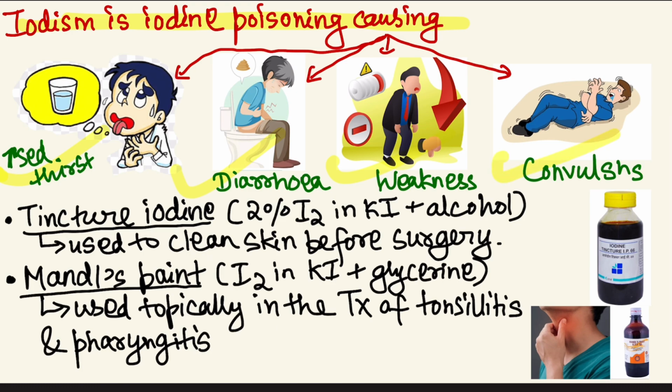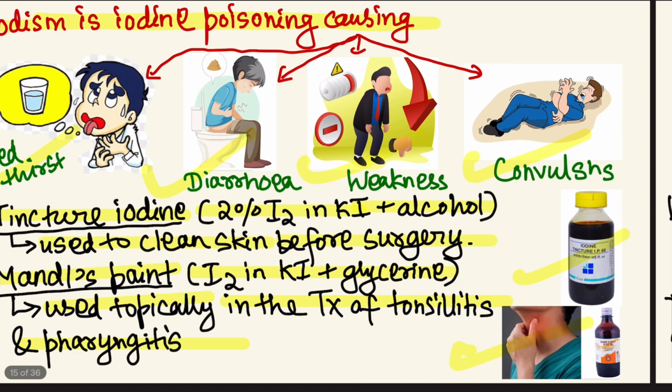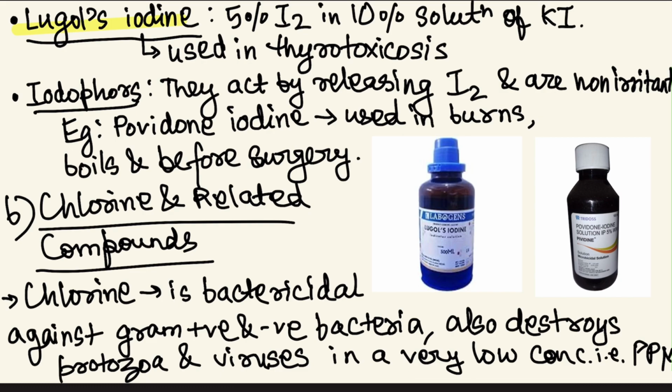The different preparations of iodine which are used include tincture iodine. It is 2% iodine in potassium iodide plus alcohol, and it is used to clean the skin before surgery. Then we have Mandel's paint, that is iodine in potassium iodide plus glycerin. It is used topically in the treatment of tonsillitis and pharyngitis, as you can see in the image given here. Then we have Lugol's iodine, that is 5% iodine in 10% solution of potassium iodide. It is used in thyrotoxicosis, that is, when there is an increase in the levels of thyroid hormones leading to palpitations, then tachycardia, basically thyroid storm.